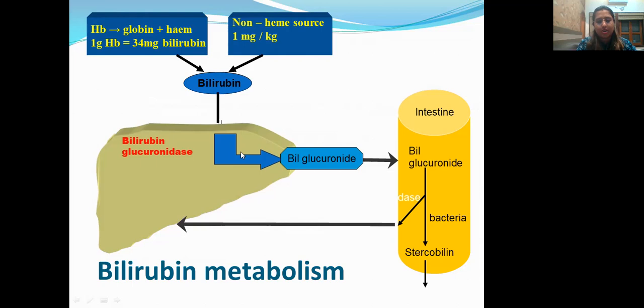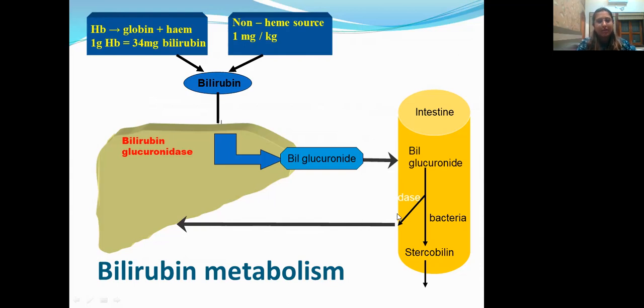Once the step of conjugation occurs, this conjugated bilirubin is then taken up by the intestinal cells. And in the intestine, this conjugated bilirubin is acted upon by the intestinal bacteria to convert into stercobilin so that it can be excreted along with the feces. And some of the conjugated bilirubin at this point is diverted and is acted upon by beta glucuronidase. And this enzyme converts conjugated bilirubin again back to unconjugated bilirubin. And the unconjugated bilirubin is then taken up again by the liver. So this process of deconjugation of the bilirubin is known as enterohepatic metabolism.